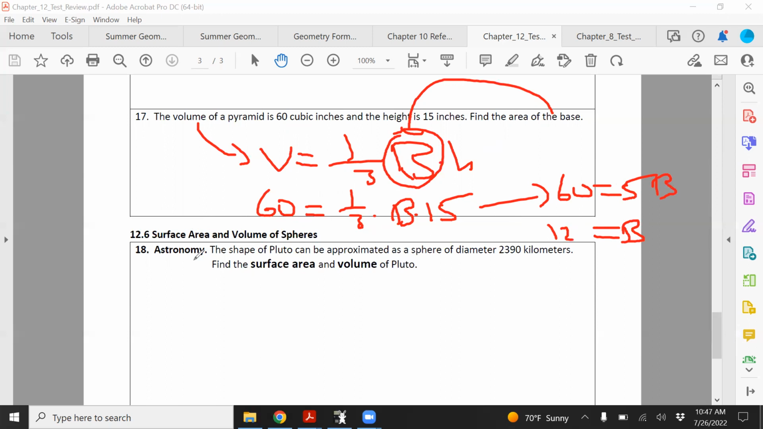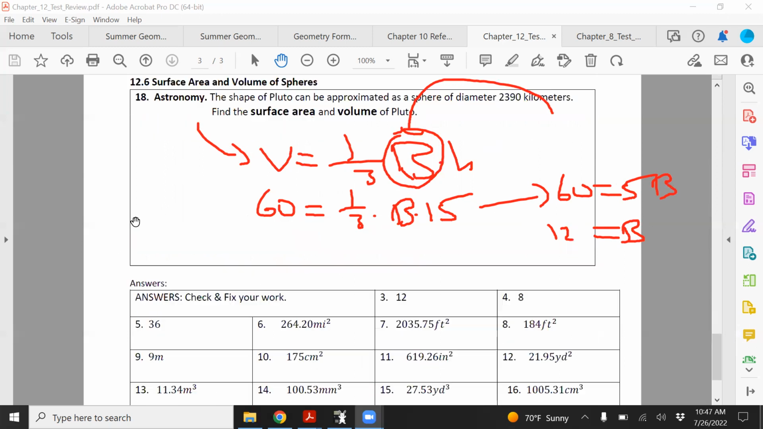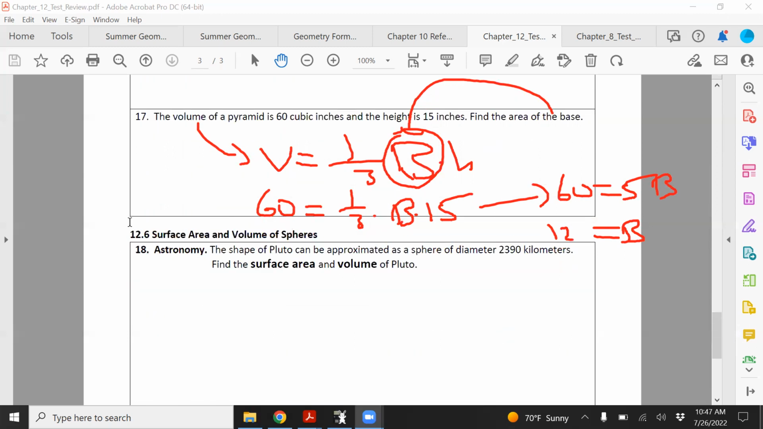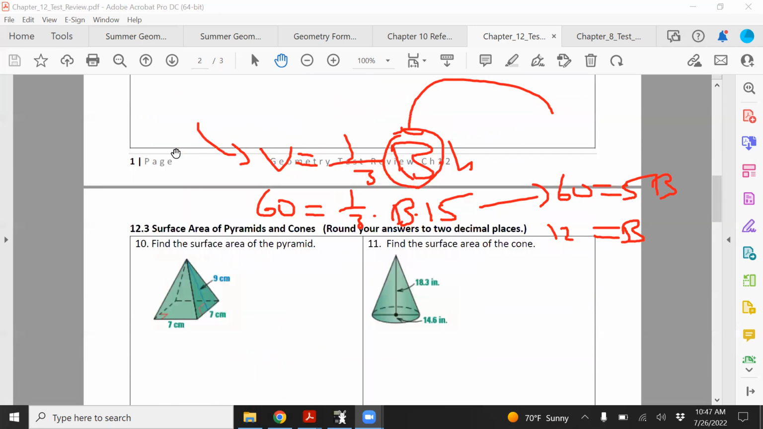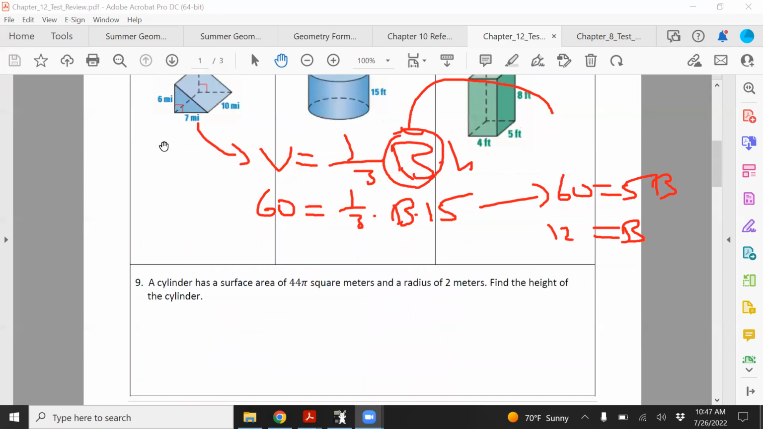I think I already did 18 with you guys in class the other day. That I think covers it. So yeah, again, just a lot of plugging in to formulas and working it out. Just solving what the question asked you to do. So I think we kind of beat this topic to death.